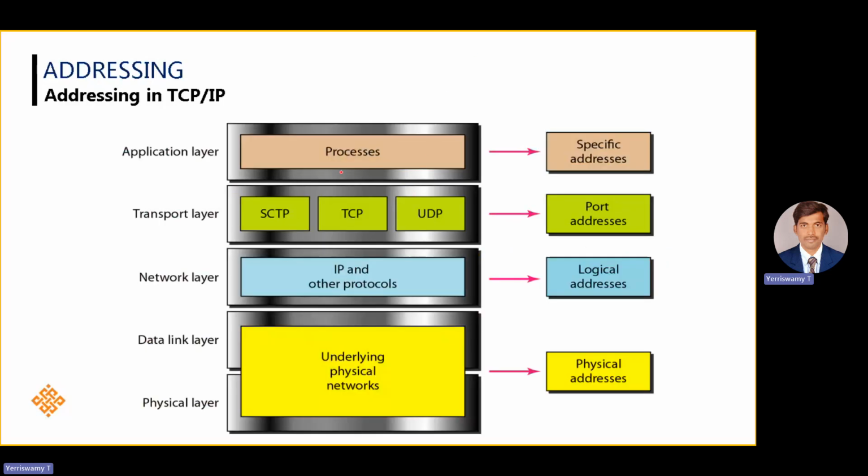This is the TCP/IP model, where you can see five layers: physical, data link, network, transport, and application. Here I am showing where exactly these addresses are available. Specific address is meant for user understandable address, so it is available in the application layer. Port address we need to check in the transport layer. Logical address or internet address we need to check in the network layer, and the physical address will support the data link layer.